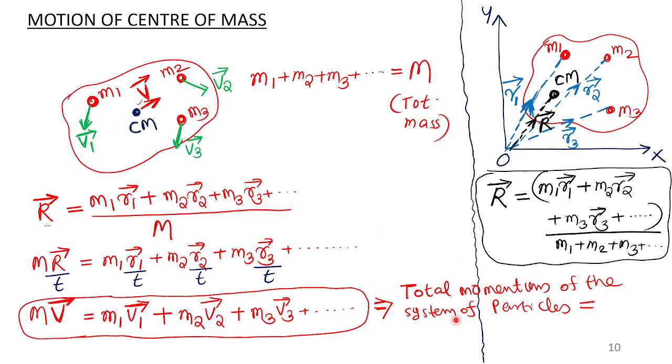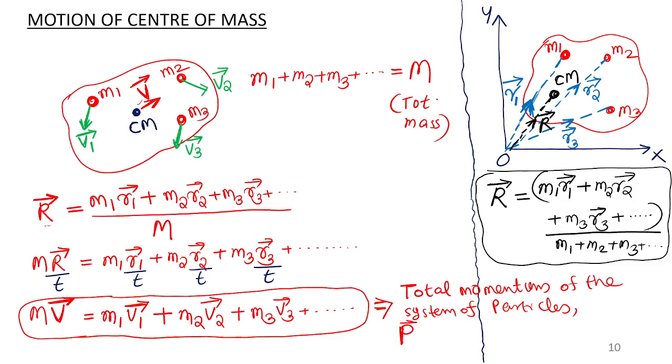The total momentum of the system of particles is equal to the sum of the momenta of each individual mass. m1 v1 is the momentum of the first mass, m2 v2 is the momentum of the second mass, m3 v3 is the momentum of the third mass. So the conclusion is this. It will be asked as a theory question only. I have not seen any numericals in NCERT.